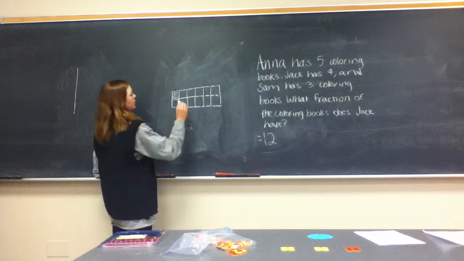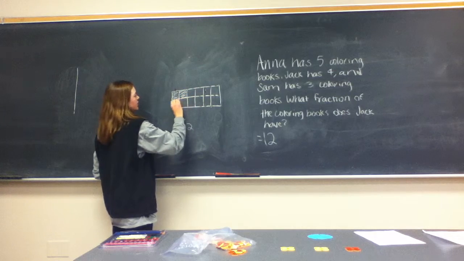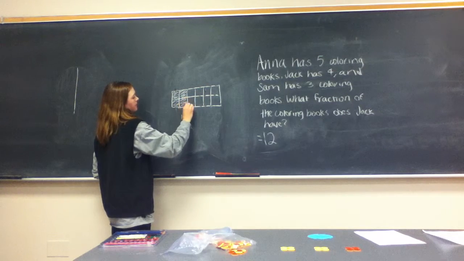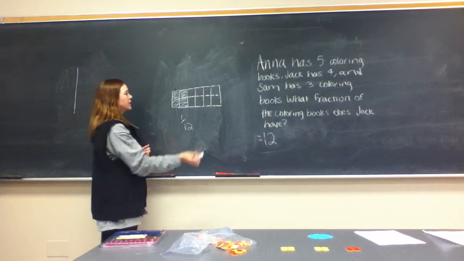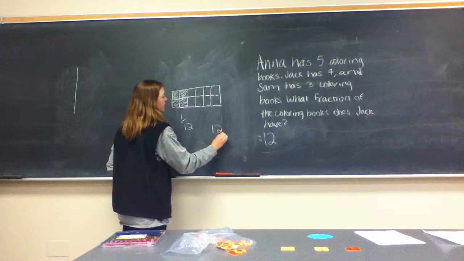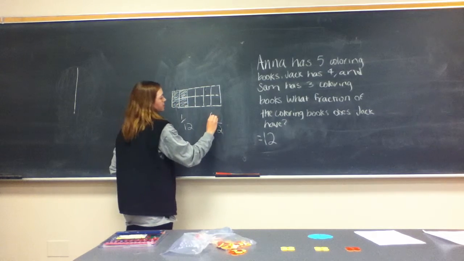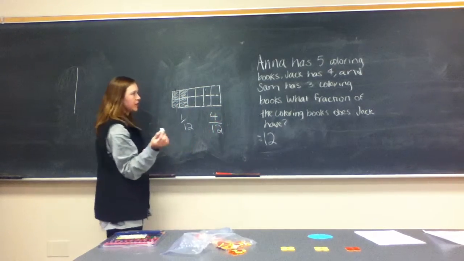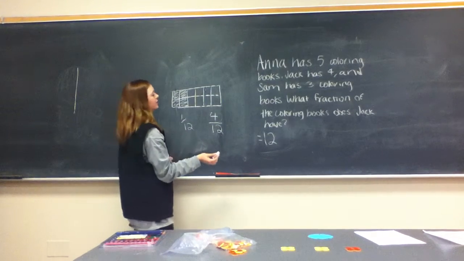So we said that Jack has 4 coloring books. So we've already shaded in one. We're going to shade in another. He has 2, 3, and 4. So we can see that we have 4 shaded in out of 12. So in this area here, we said our total area was 12 boxes, and he has 4 shaded in. And so this looks a little different than the first fraction we found. So we're going to talk about equivalent fractions a little bit.